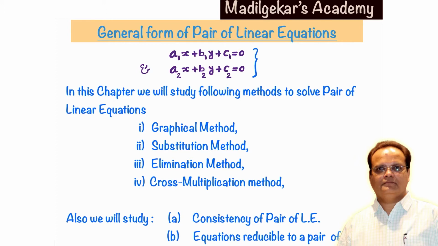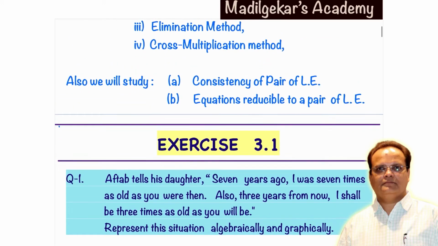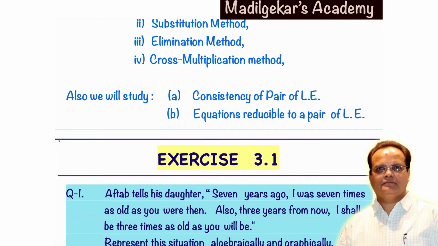In this chapter, we will study following methods to solve pair of linear equations. So these are the methods: graphical method, substitution method, elimination method, and cross multiplication method. Also, we will deal with consistency of pair of linear equations. Consistency means whether the given pair of equation has solution or not. Second, equations which are reducible to pair of linear equations.